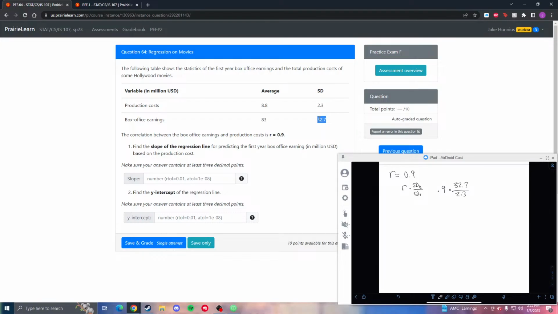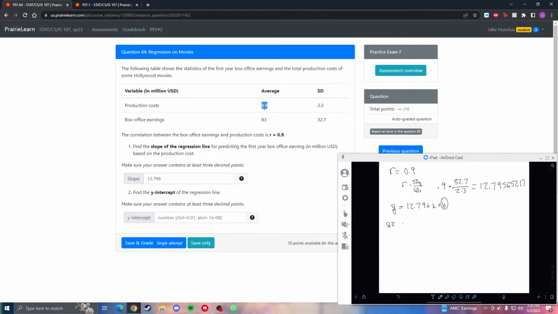Our slope, we calculate it to be 12.79565217, so 12.796. Our y-intercept, we know it's just going to be our averages. So y bar is equal to 12.796 x bar plus b. We're given y bar and x bar, our average y and our average x, and we solve for b.